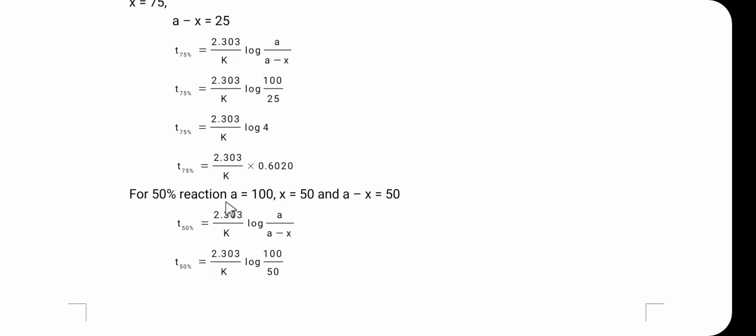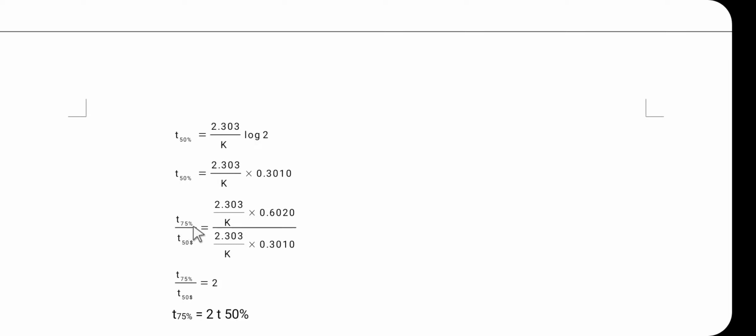For 50% reaction, A is equal to 100, x is equal to 50 and A minus x is equal to 50. So, here T 50% is equal to 2.303 divided by k log of 100 by 50, 100 by 50 is 2 and log of 2 is 0.3010. So, T 50% is equal to 2.303 divided by k into 0.3010.